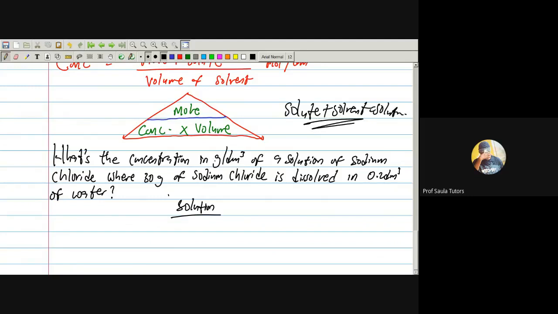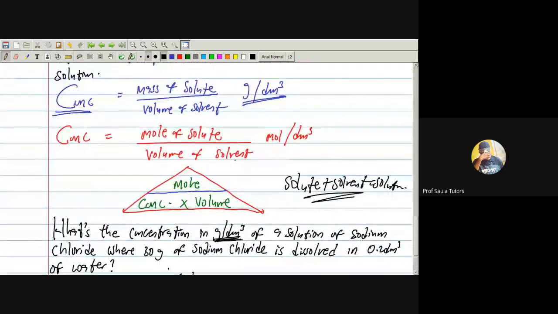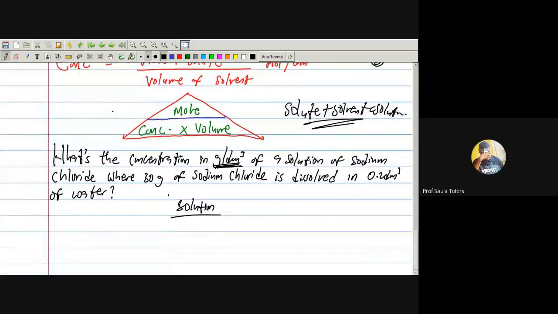So let's go. They say, what's the concentration in gram per dm cube? With that statement, which formula do you think you use? Is it equation 1 or equation 2? Equation 2. Why? Look at the question: what's the concentration in gram per dm cube? Sorry, my bad. Equation 1. Exactly.